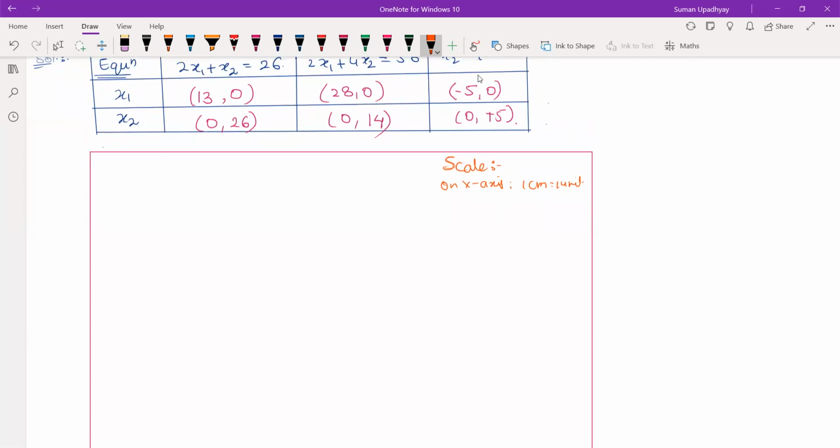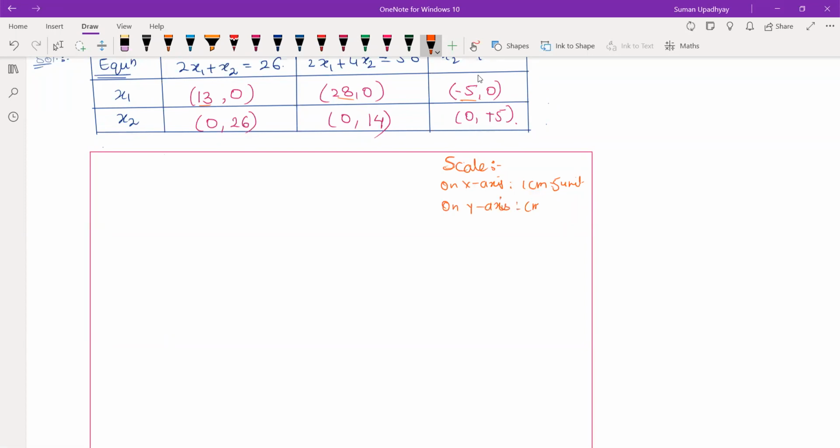On the y-axis, I can see there's 13, 28, -5. So 1 centimeter, you can take as 2 units. Can I take 2 units? That would be better, no? 28 would be 0, 2, 4, or I should be taking 5. What do you say? I'll take 5 so that my graph will not go longer.